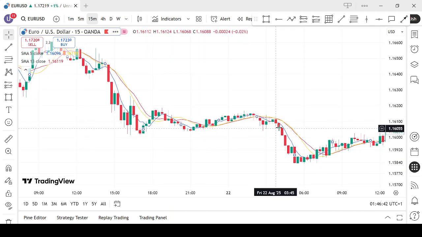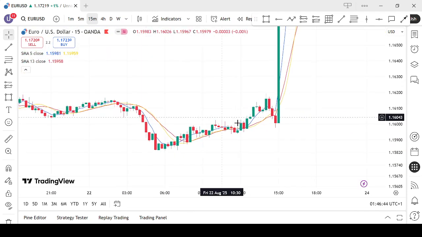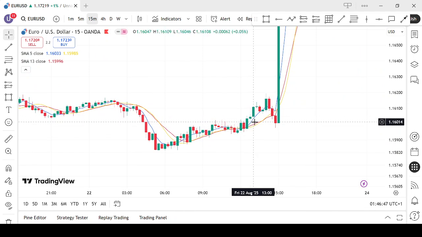Now when we see the blue line is above, you can see the blue line at this area, it crossed over the red and yellow line. This signifies a buying opportunity.